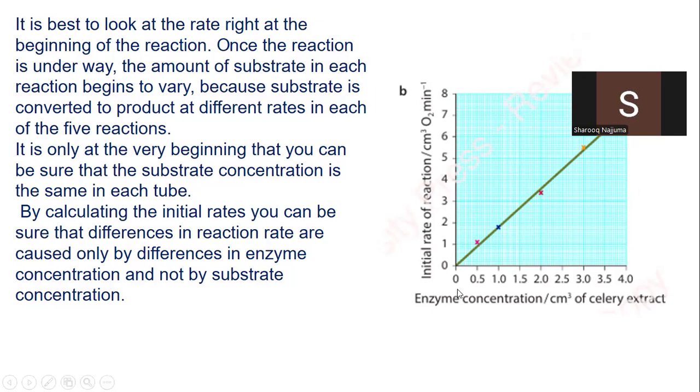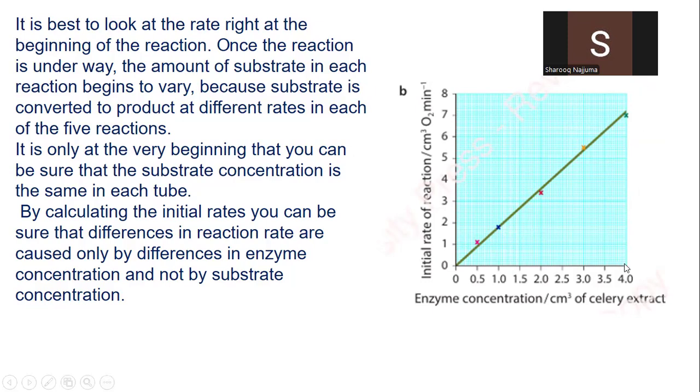And this graph shows us that the substrate was in excess. Why? Because we see the rate of reaction is still increasing even with further increase in enzyme concentration, meaning that we have much more substrate there.